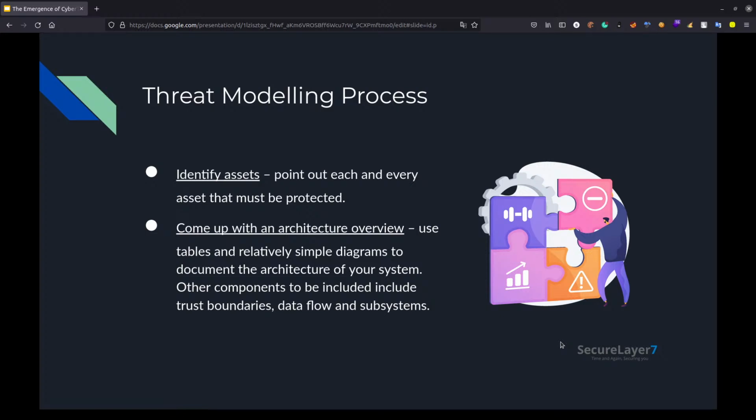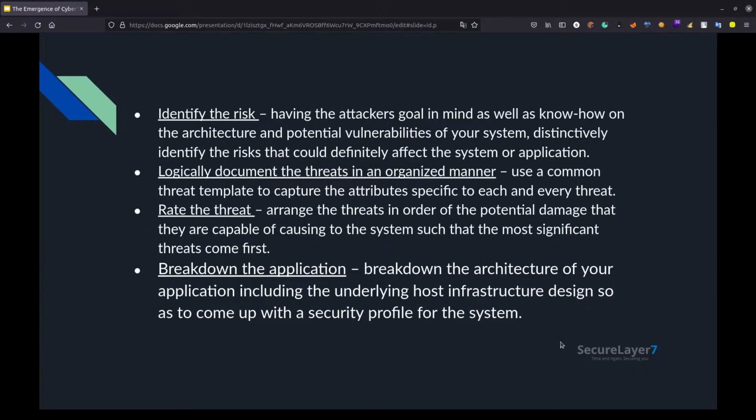Starting with the first, identify the assets. Point out each and every asset that must be protected. Second, come up with an architectural overview. Use tables and relatively simple designs to document the architecture of your system. Other components to be included are trust boundaries, data flow, and subsystems. So next is to identify the risk, having the attacker's goal in mind as well as knowing the architecture and potential vulnerabilities of your system.